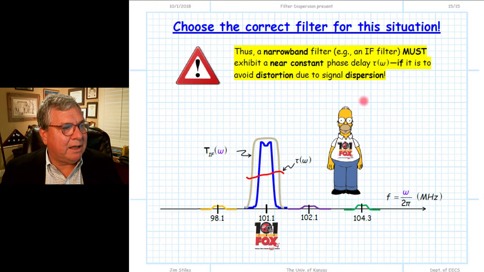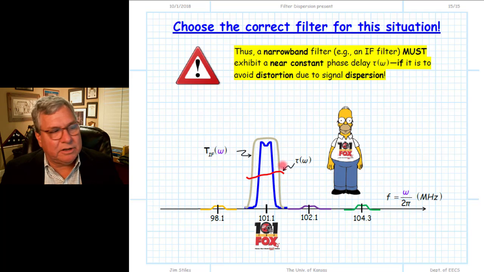So for narrowband bandpass filters, where the filter bandwidth is approximately the same as the signal bandwidth, to avoid dispersion and the distortion that results, we need to make sure we design or specify a filter whose phase delay is relatively constant across the filter bandwidth. And I say relatively constant. Of course, again, those are weasel words.